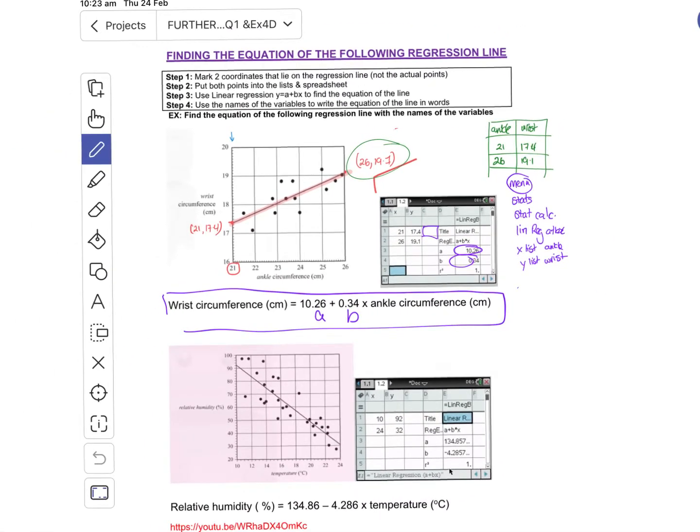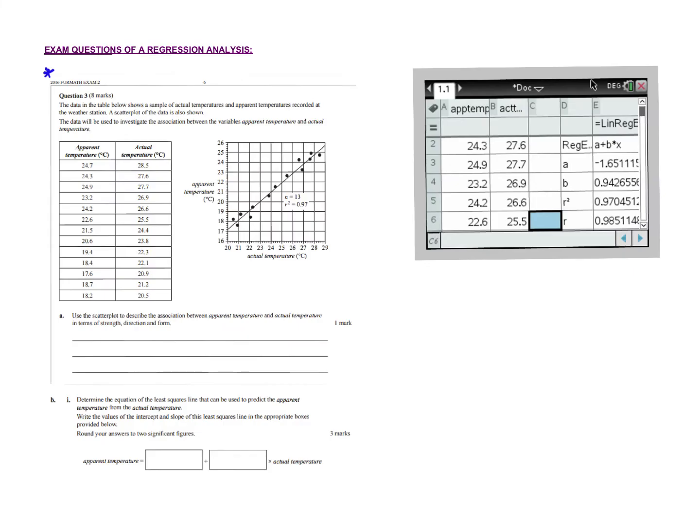All right, so we're going to do this exam question regression analysis thing. It says question 3, the data in the table below shows a sample of actual temperatures and apparent temperatures recorded at a weather station. A scatter plot of the data is shown. So when they give us the scatter plot, we should be looking here and saying, all right, apparent temperature is definitely the RV because they've put it there. And then this one must be EV.